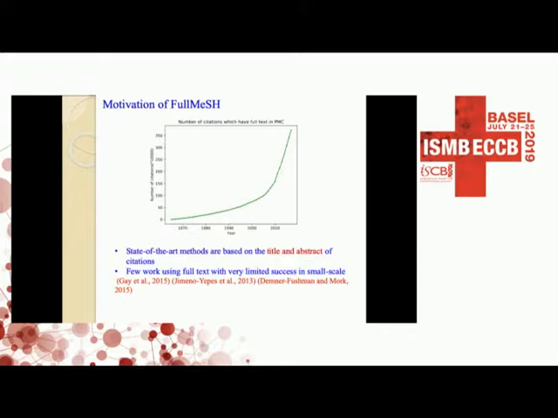Anyway, all previous methods only use title and abstract for MeSH indexing. In the last few years, more and more full texts have become available in PubMed Central. So in this case, we are thinking about how to utilize the full text to improve the performance of MeSH indexing.